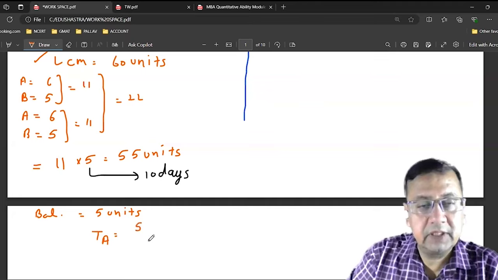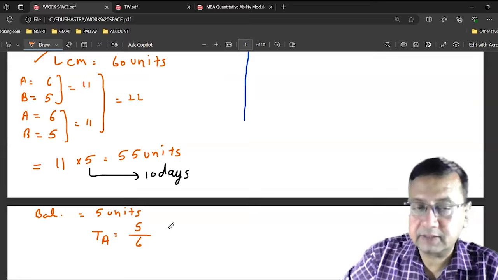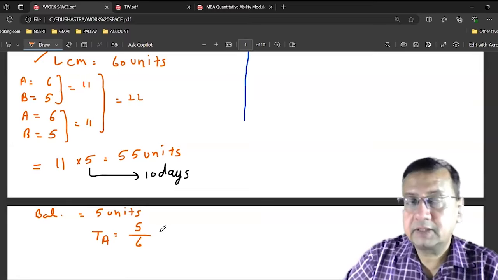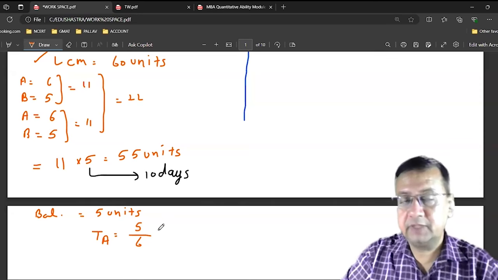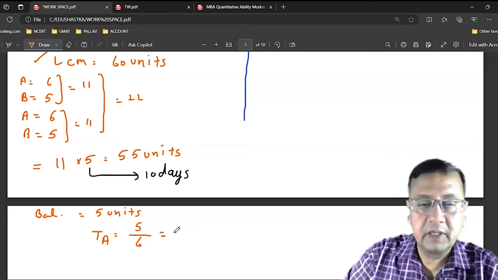The remaining work is 5 units, and A is doing 6 units of work. That is 5 by 6, right? So what is 1 by 6? What is the percent, 1 by 6 into 100? It is 16.67, right?